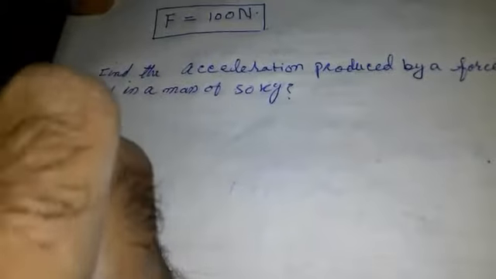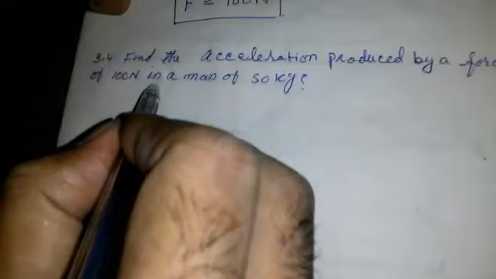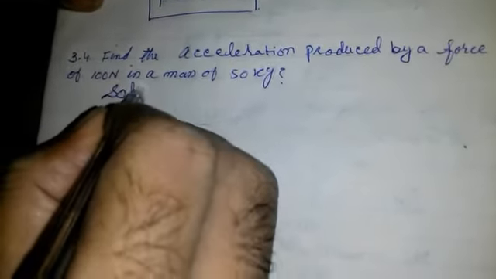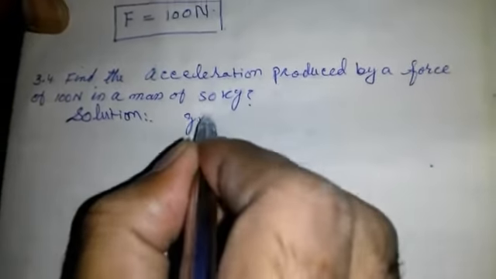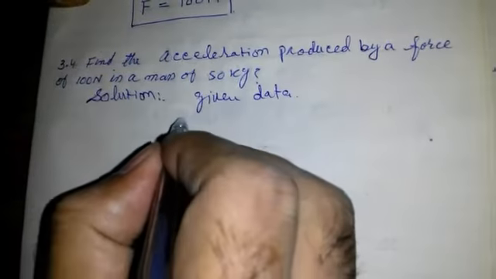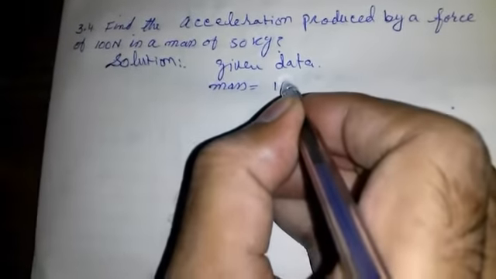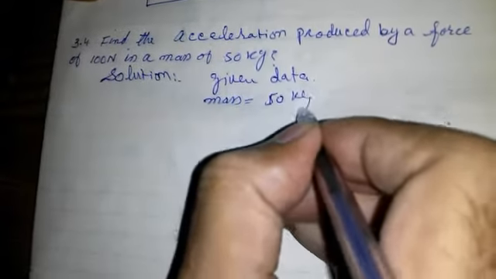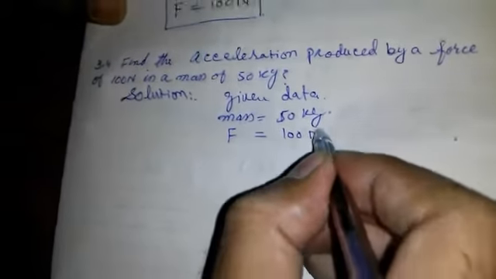Next numerical is find the acceleration produced by a force of 100 Newton in a mass of 50 kg. Let's solve this. Solution. Given data, mass is equal to 50 kg, F is equal to 100 Newton.